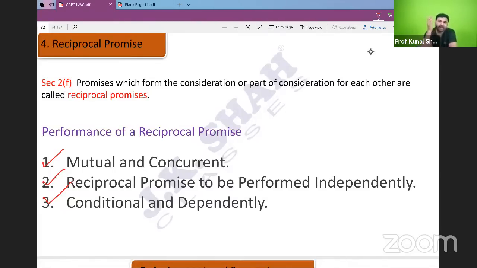Second example, practical life, whenever you go for taking a loan, the banker says, okay, we are ready to give you a loan provided you give us a collateral security. So now the promise of a banker to give a loan is depending upon your promise to give a collateral security. Till the time you don't give a collateral security, the banker won't give you a loan. So that is reciprocal promise, conditionally and dependently.